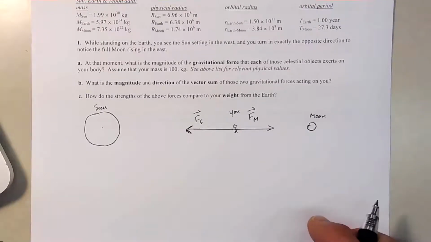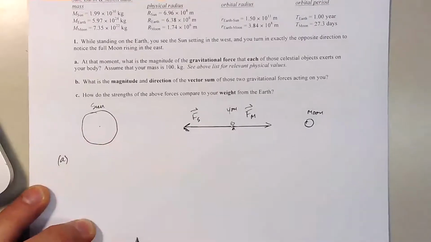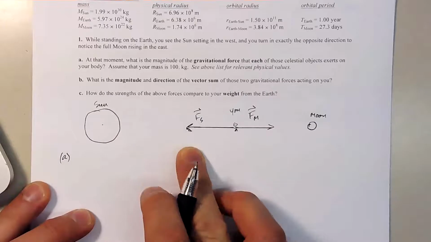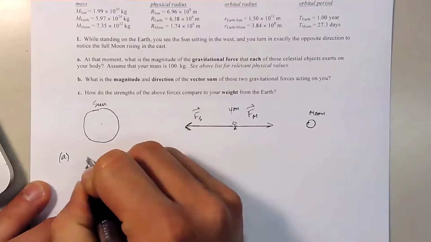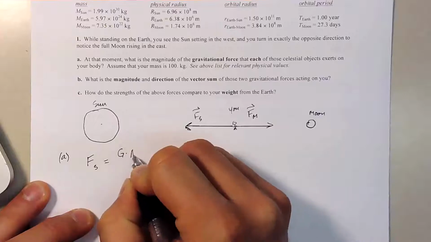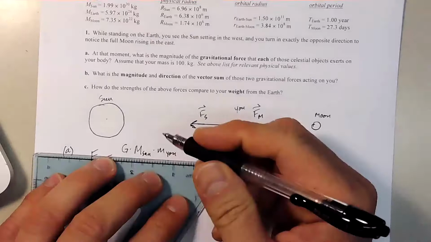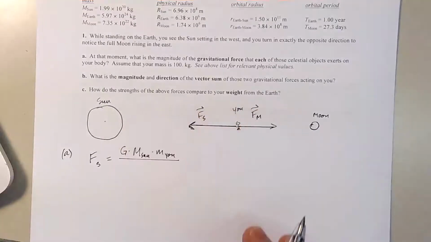And in order to calculate each of those forces, we're going to use Newton's law of universal gravitation to get the strengths of each of those forces. The force of the sun on you is going to be equal to G, the mass of the sun, times the mass of you, divided by the distance between the sun and you squared.